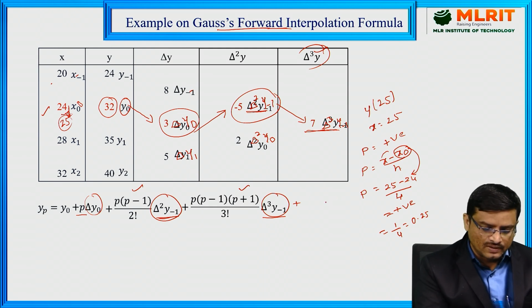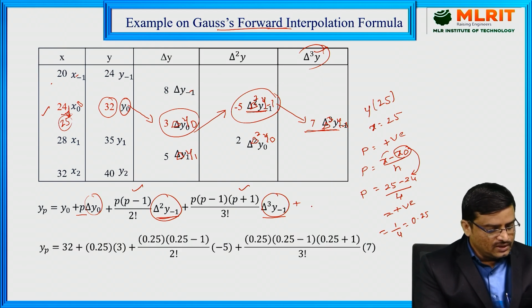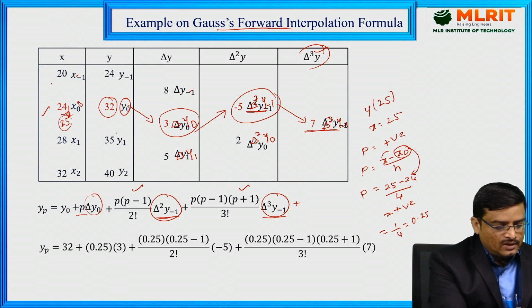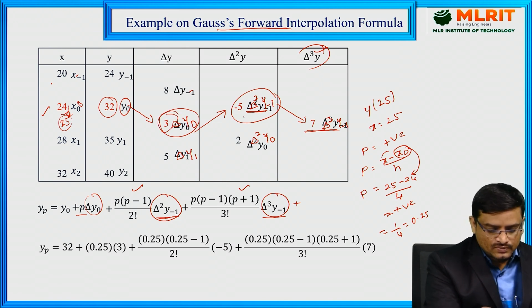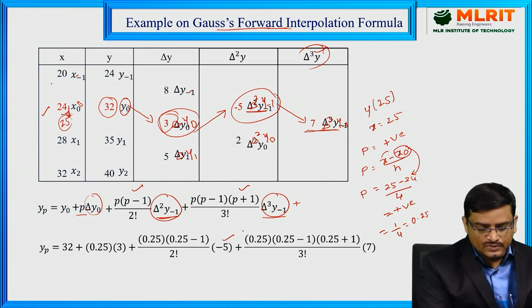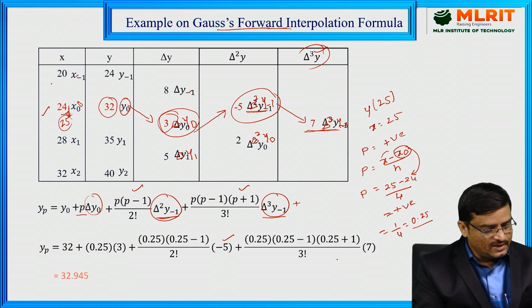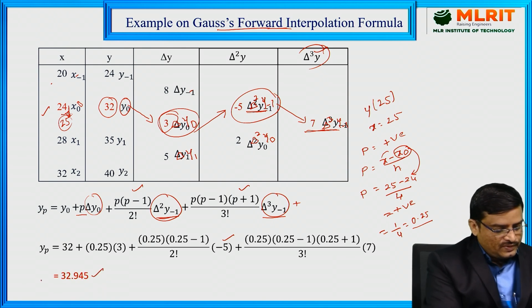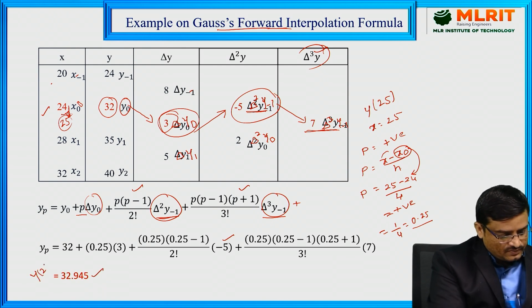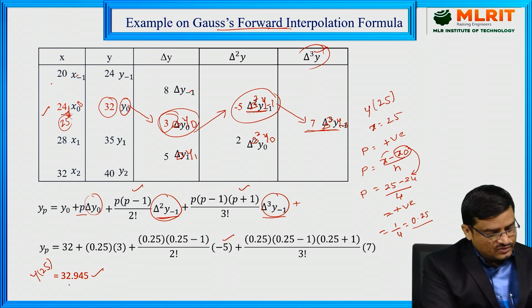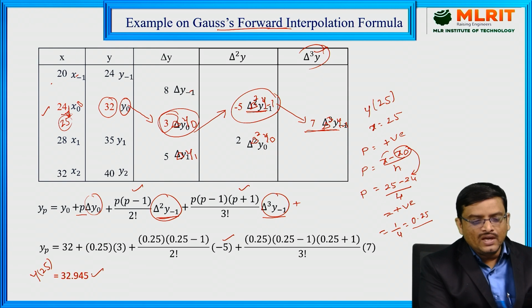and like this we can easily remember this Gauss forward and Gauss backward interpolation formulas here. So now we got the P values, you substitute those P values here, and delta y naught, we got that delta y naught is equal to 3, substitute that delta square y suffix minus 1, we got minus 1, and wherever we are having P, replace that P with 0.25, and finally you will get our y of 25. So finally we got y of 25 equal to 32.945.